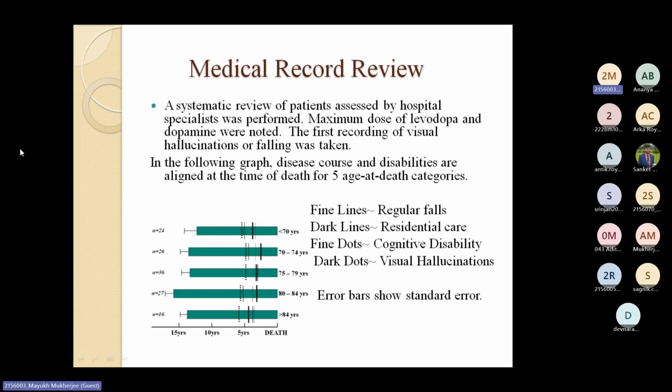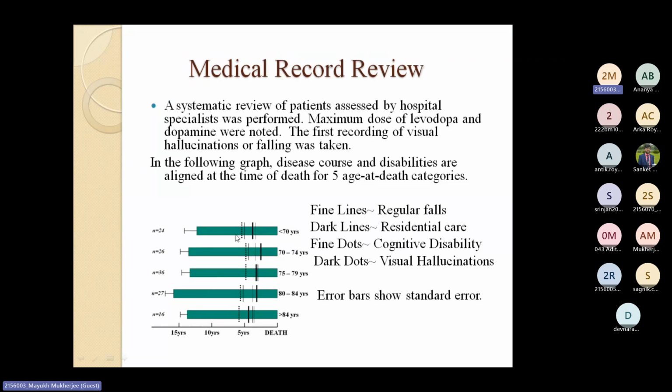Finally, the review was formulated out of the consensus. Here we can see the first graph where disease course and disabilities are aligned at the time of death for 5 age at death categories. In the x-axis we find the age at death, and on the y-axis we can see 2 columns. One shows the n value, that is the number of patients who were found, and the other side of the y-axis shows the age during death at Parkinson's.